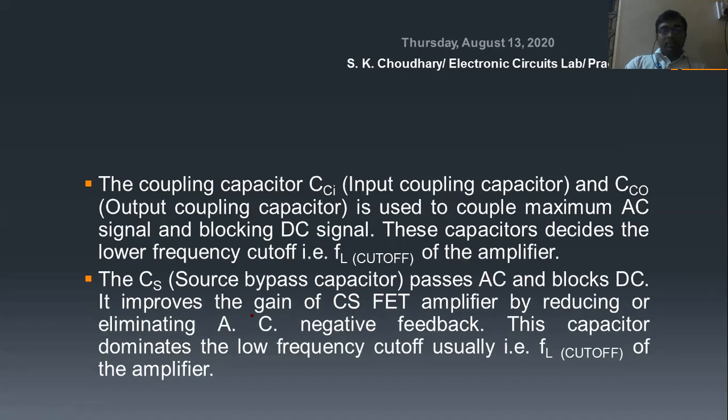The main role of the bypass capacitor is to improve the gain of the common source FET amplifier by reducing or eliminating the voltage drop across the source resistor, or you can say by eliminating the AC negative feedback. And this capacitor dominates the low frequency cutoff, usually FL. So FL cutoff depends upon the input coupling capacitor and output coupling capacitor, as well as the bypass capacitor, but mostly it depends upon the bypass capacitor.